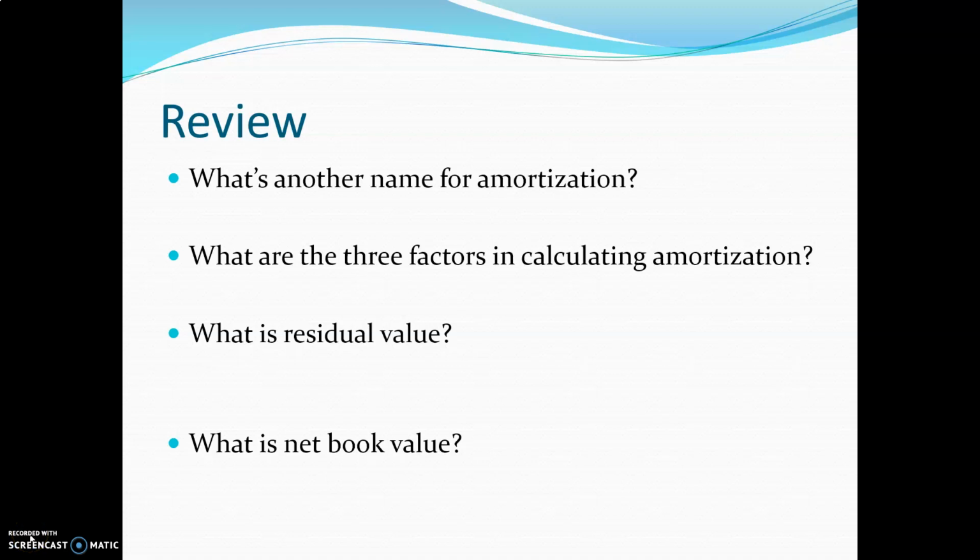In this video, we're going to be looking at amortization methods. So, before we continue, I'd encourage you to pause the video and answer these questions and check your understanding.